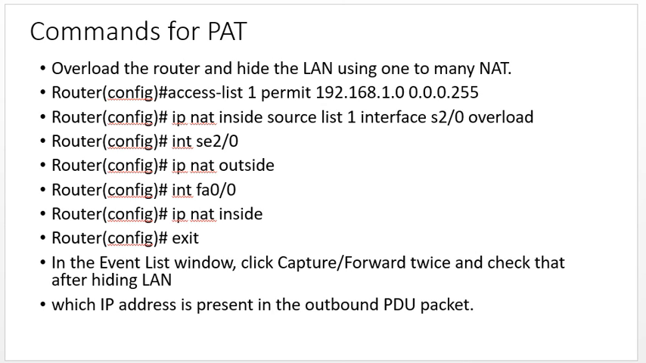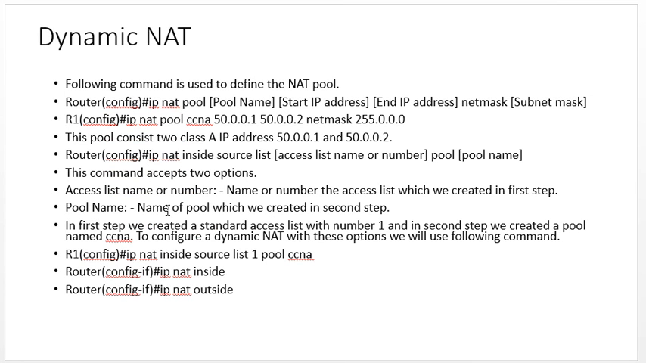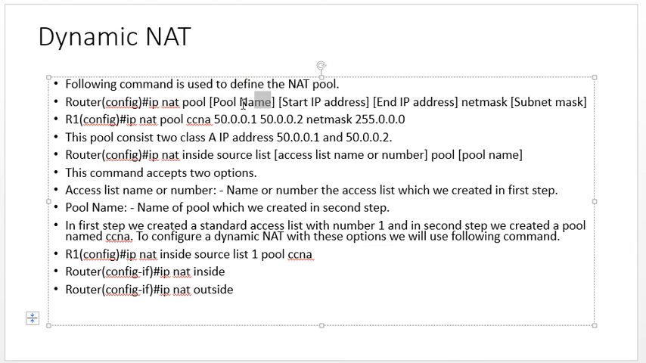Now you will understand it more when you watch the lab. One more thing: if you're going for dynamic NAT, because you know we have to define a pool in it, when you're defining the pool with IP NAT pool, you have to suggest the pool name, and then specify, from the external IPs you want to use, what the starting and ending IP address will be, and what the mask will be.